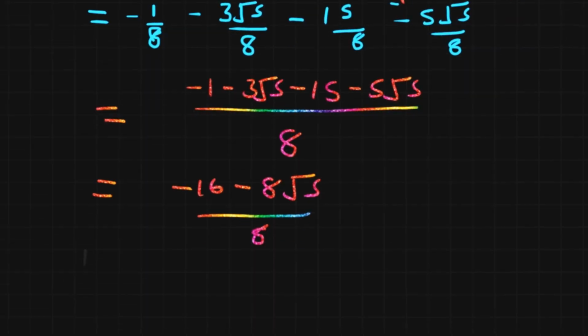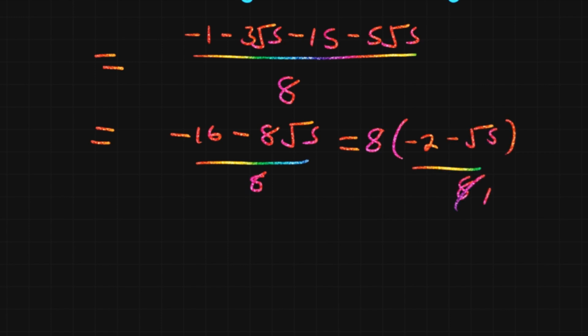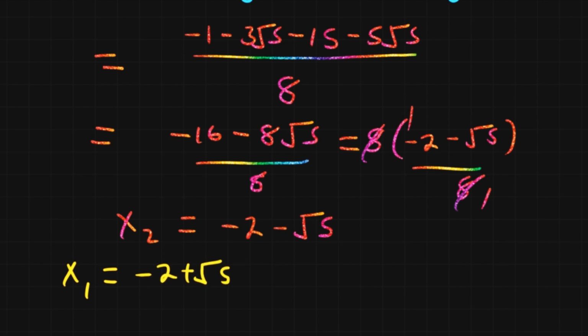So as you can see, 8 is common in the numerator. So we can have everything into 8. So 8 into minus 2 minus root 5 over 8. So 8 here once, 8 here once, so that our x2 is equal to minus 2 minus the root of 5. So our solutions are x1 is equal to minus 2 plus root 5, and our x2 is equal to minus 2 minus root 5. Those are our two solutions.